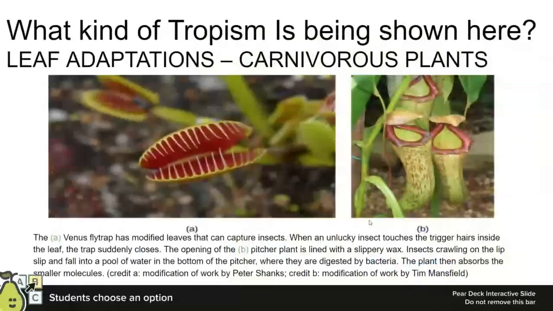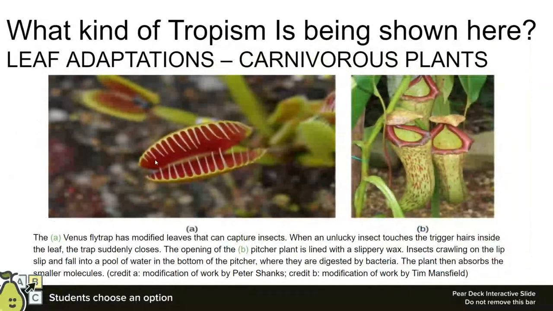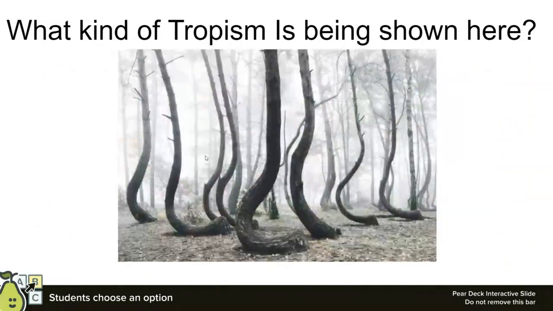So looking at this plant, is this an example of phototropism, thigmotropism, geotropism, or hydrotropism? So this is an example of thigmotropism. There are little trigger hairs inside of this modified leaf. It is a leaf, not a flower. And if something brushes up against it, it will snap closed. This is a response to touch. What about this one? Well, this is an example of geotropism.